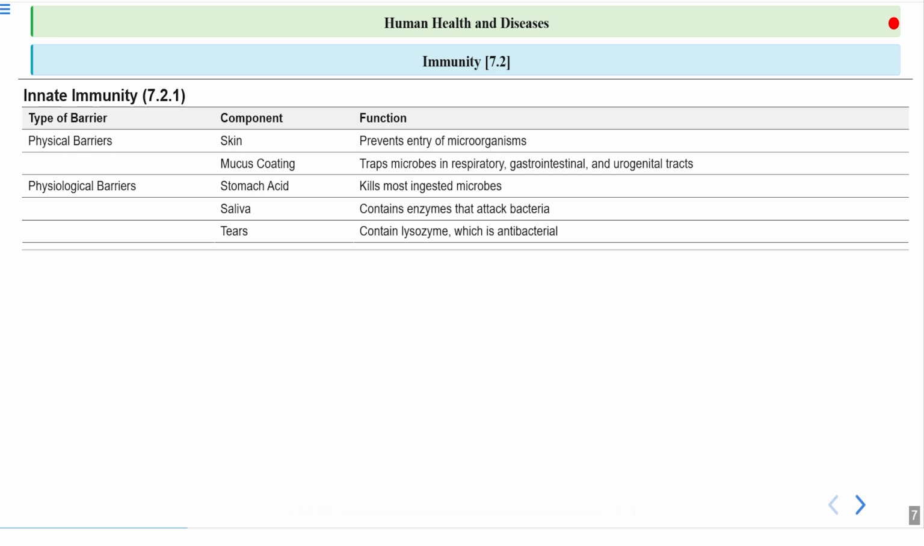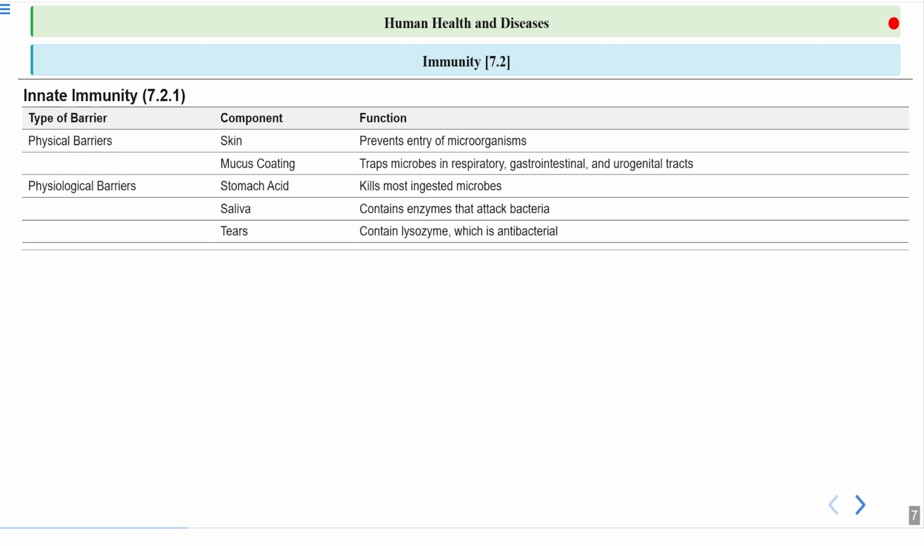So physical barriers are like skin, which provides a tough outer layer, while the sticky mucus coating in our respiratory, gastrointestinal and urinary tract helps trap the microorganisms. What is included under physiological barriers? Physiological barriers include acidic stomach juices that kill most ingested microorganisms, and protective fluids like tears and saliva, which contain antibacterial enzymes such as lysozyme.